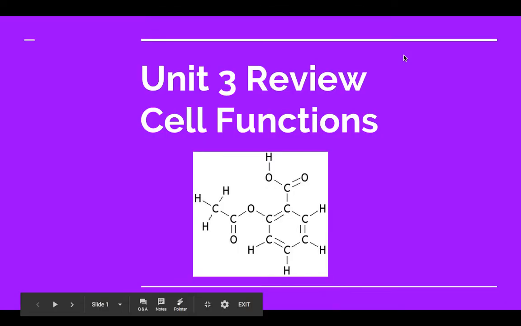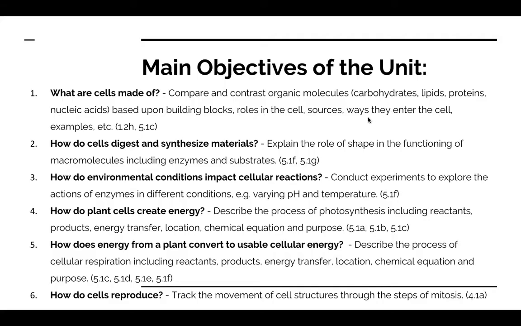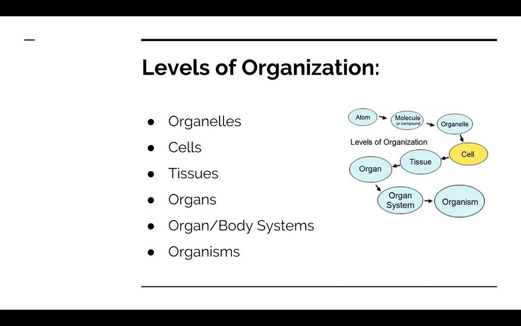So this will be the Unit 3 review of cell functions. The main objectives of this unit were to talk about what cells are made of, specifically talking about organic molecules and their roles, how cells digest and synthesize materials using enzymes, the environmental conditions that affect those, how plant cells create energy, and also how we use that energy to make usable cellular energy, and then lastly, how cells reproduce through mitosis.